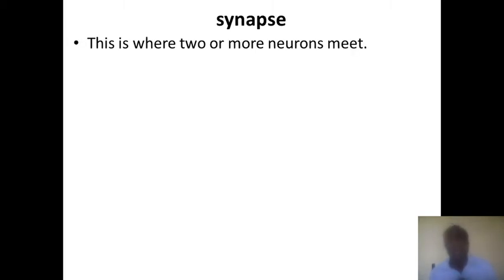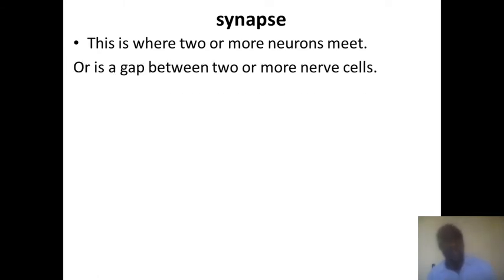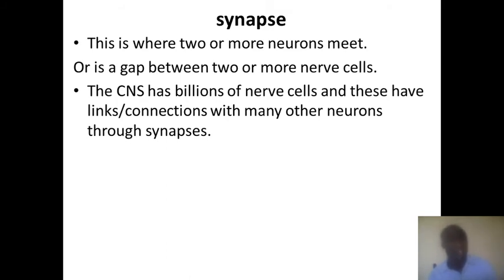Then we have what we call a synapse. Synapse simply means where two or more neurons meet, or you can define it as a gap between two or more nerve cells. And when you look in the central nervous system, we have billions of nerve cells. And these nerve cells are linked, they are connected with many other neurons, but they are connected through synapses.